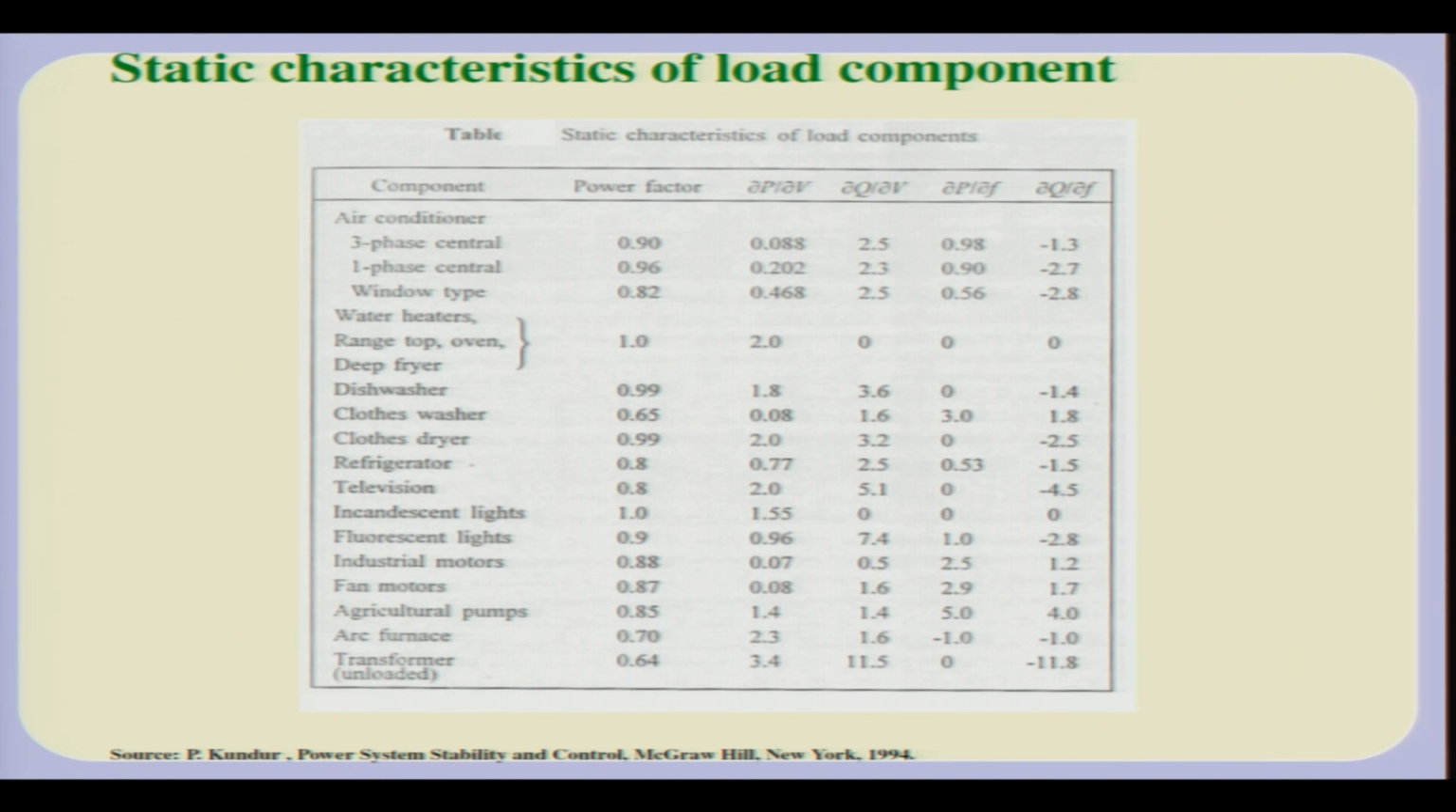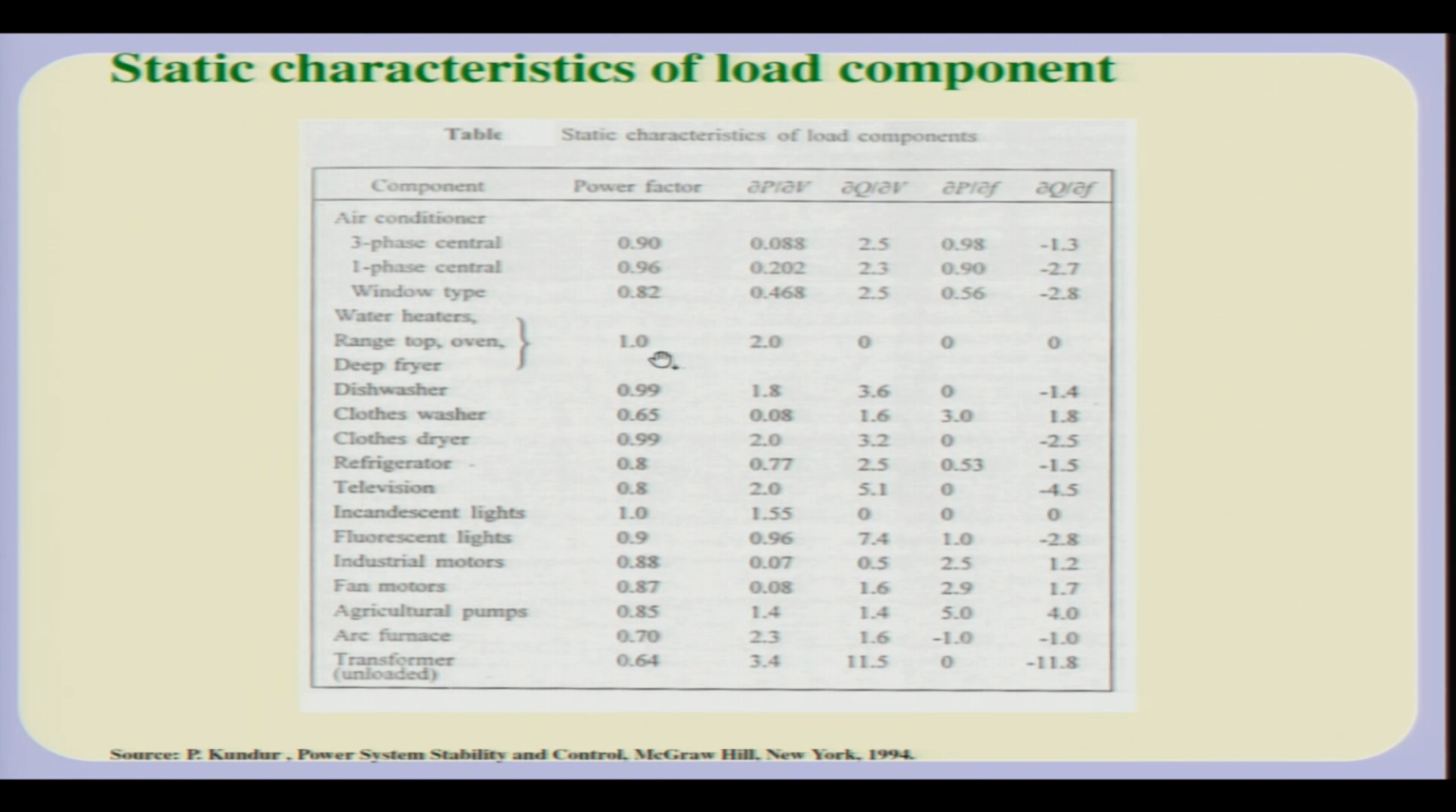So, if you look at these various loads here, the power factor, which is cos phi, is 0.9 or between 0.8 and 0.9 for air conditioners, water heaters, ovens and deep fryers. In fact, these are all 1 because they are essentially heating elements, they are resistors. So, all your geysers and boilers etc.